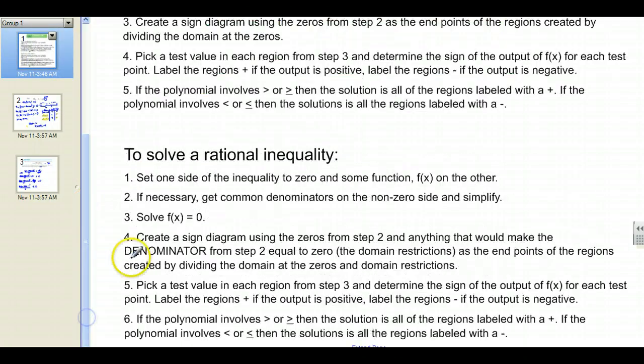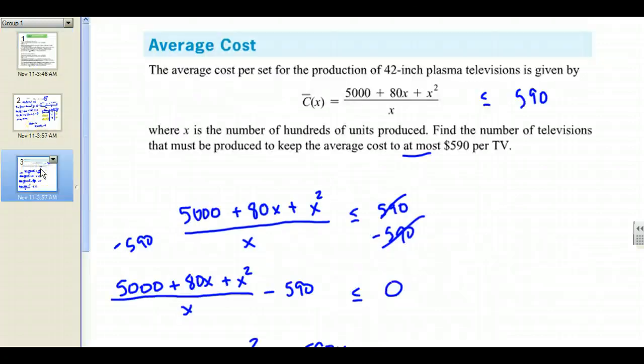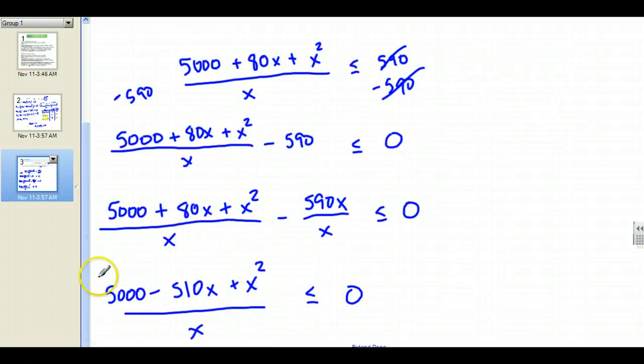In these directions, for a rational inequality, create a sign diagram using the zeros, set that equal to 0, and anything that will make the denominator from step 2 equal to 0. So we need to come up with what makes the function itself equal to 0. That's the top. And then we also need to remember the 0 for the bottom.